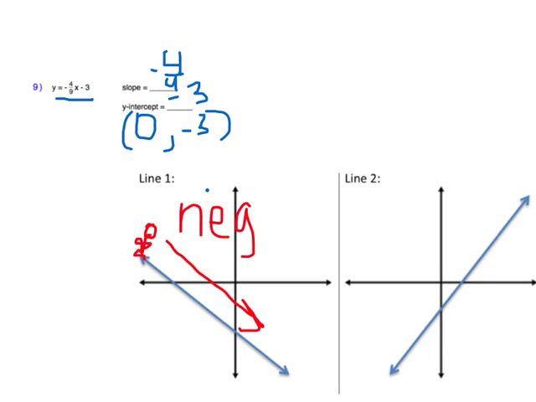Is the next line positive or negative? If we have a person here, they'll be going up the hill, so it is positive. Go ahead and finish up the rest of your worksheet independently.